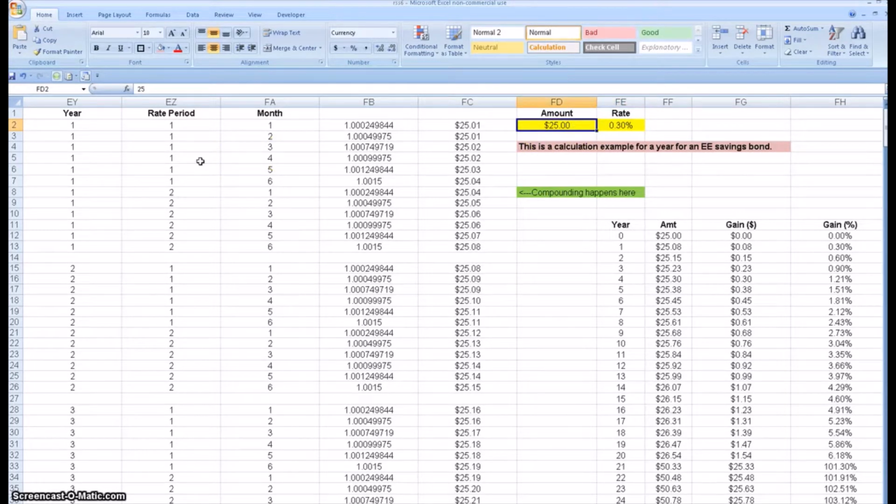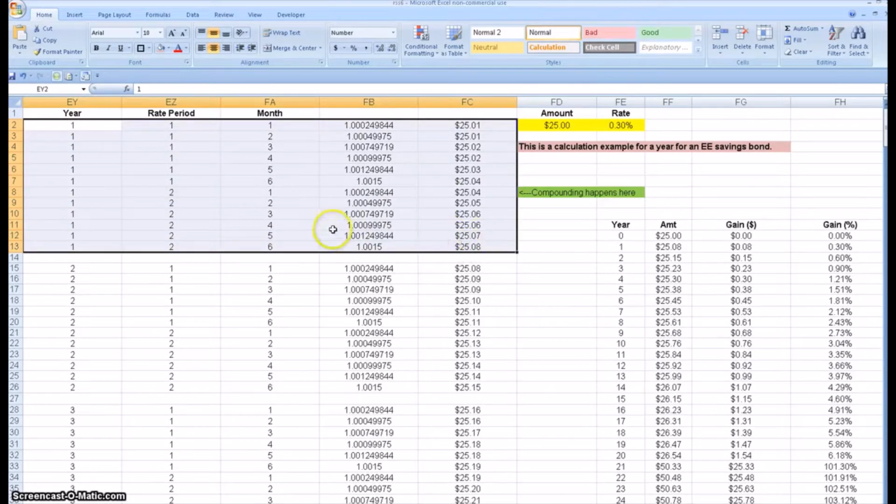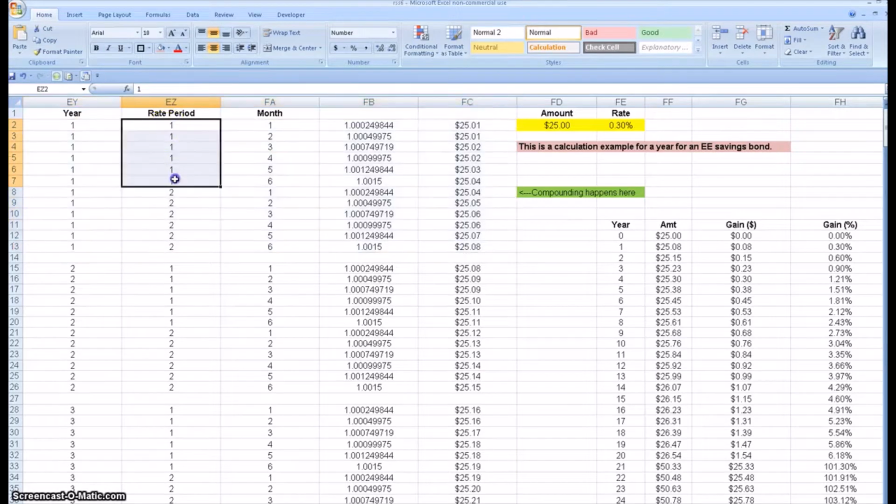To know bond math, you need to know these rate periods. Up here I have just the first year, and this is what will happen to the bond if my understanding is correct, which I believe it is. In the first year there are 2 rate periods, and in each rate period I have the months going from 1 to 6. So for the first month of the first year, first rate period, you take this $25 and multiply it by this factor, which I'll talk about in a second, to get $25.01. When you round it, it comes out to 1 cent.